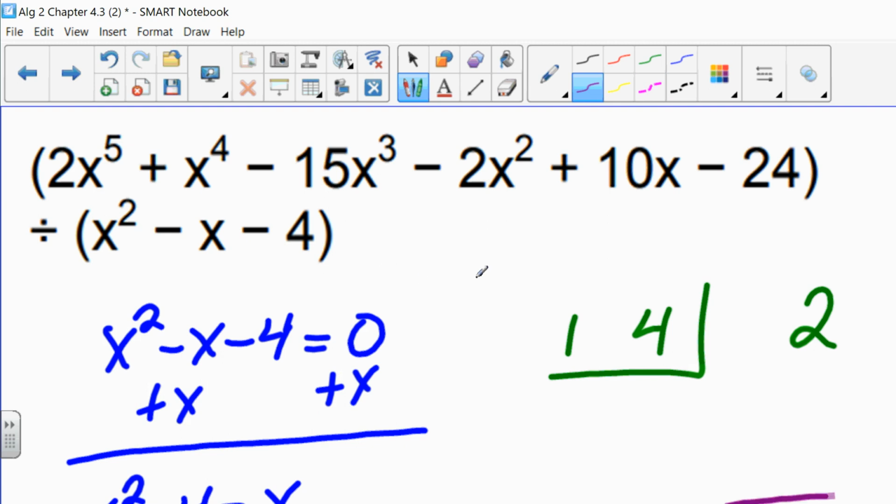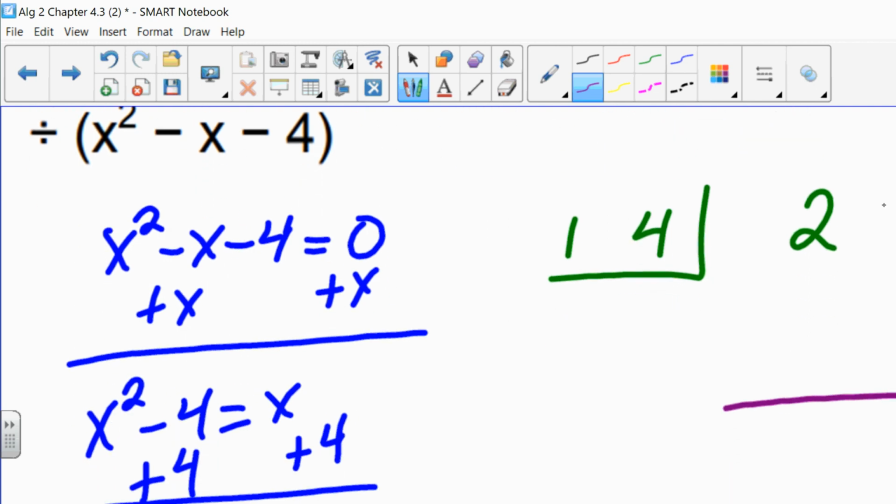Then we would have our line, yes? And we would have our line. We need two lines because we have a trinomial that we're dividing by. Now, the next part of our synthetic division was to drop the number, yes? 2 comes all the way down. 1 goes down 1.